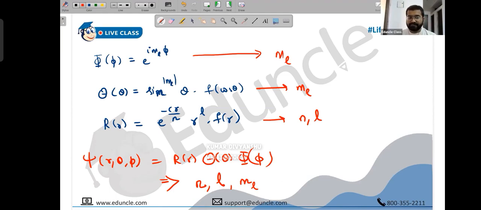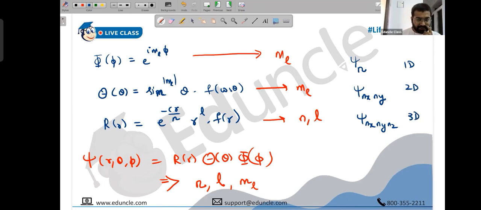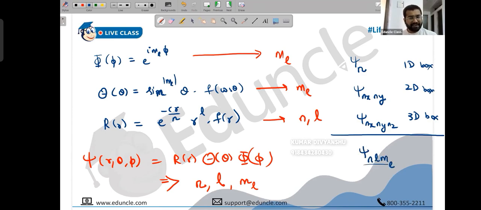Make a note. Just like in the 1D box, we used to write psi n. In the 2D box, you used to write psi nx, ny. In the 3D box, you used to write psi nx, ny, and nz. I think the same notations were used for harmonic oscillators too. However, for the hydrogen atom, we will write psi n, l, ml. This has three terms. This is for hydrogen atoms. Clear? Always in n, l, ml order.